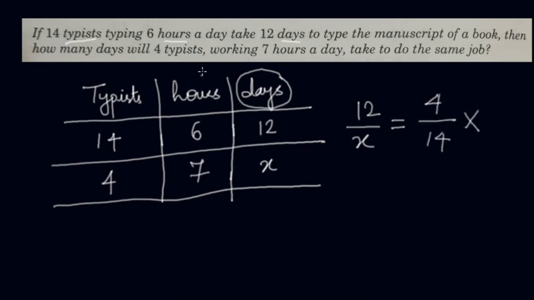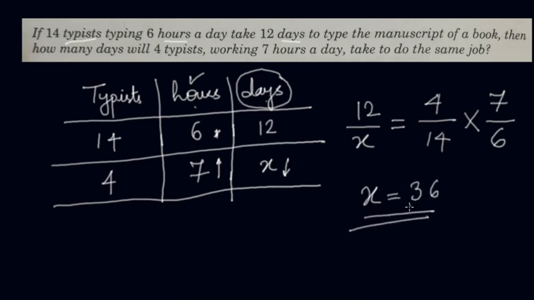Now, let us compare hours and days in isolation, and don't look at typists at all, just look at hours and days. If you work for 6 hours a day, you have 12 days to finish the work. The number of hours is going up to 7 and the number of days is going down, because the number of hours per day has gone up. That means we will need less than 12 days, and hence this is an inverse proportion. Instead of writing 6 by 7, I write 7 by 6. Again, if you solve, you get the answer as 36.